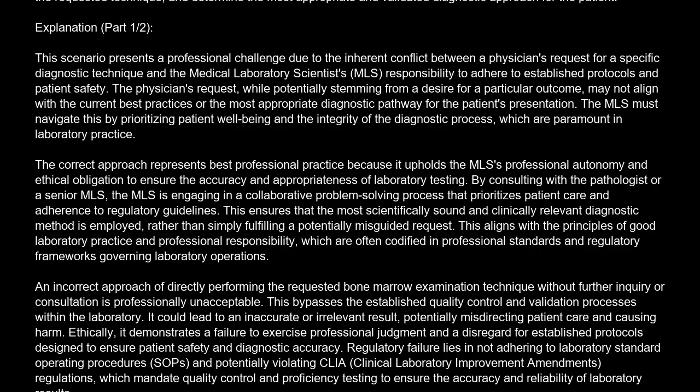and diagnostic accuracy. Regulatory failure lies in not adhering to laboratory standard operating procedures, SOP, and potentially violating CLIA, Clinical Laboratory Improvement Amendments, regulations, which mandate quality control and proficiency testing to ensure the accuracy and reliability of laboratory results.